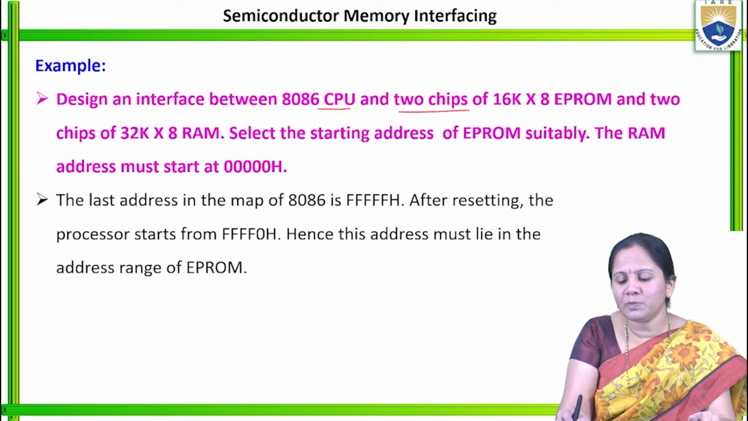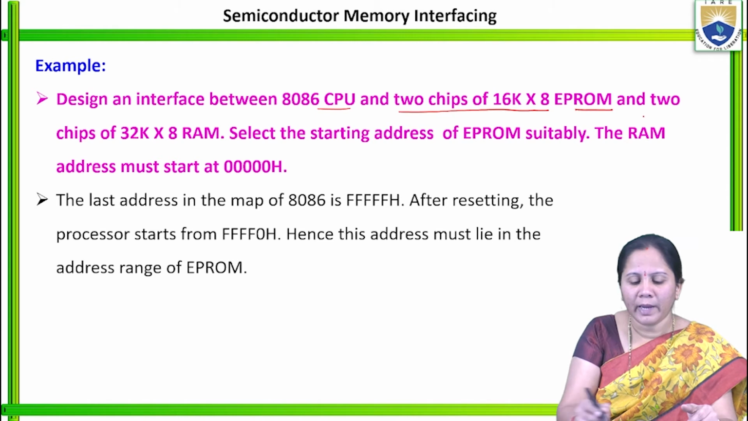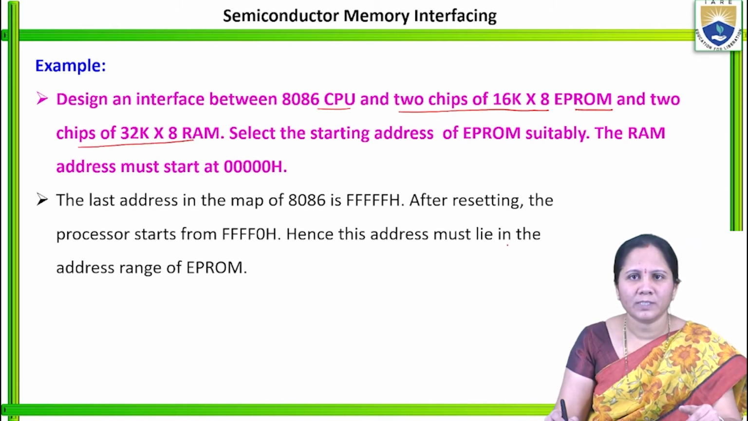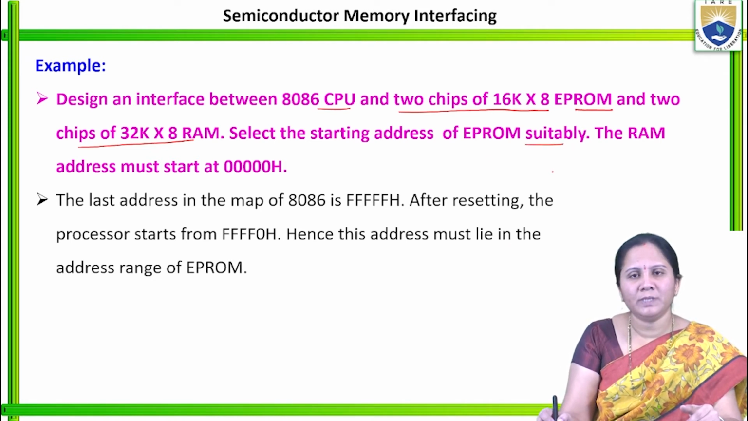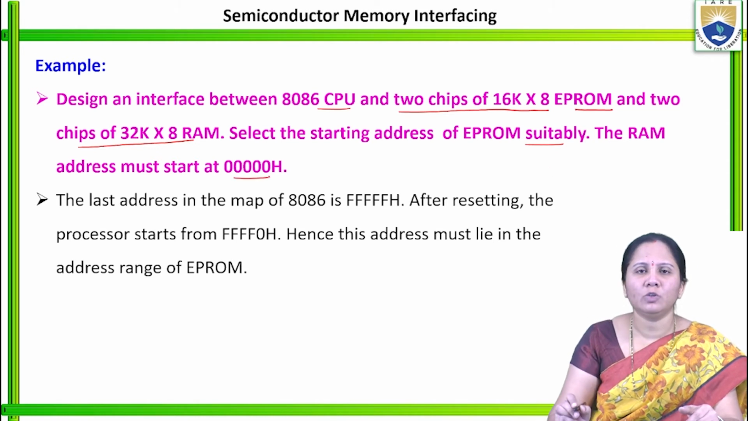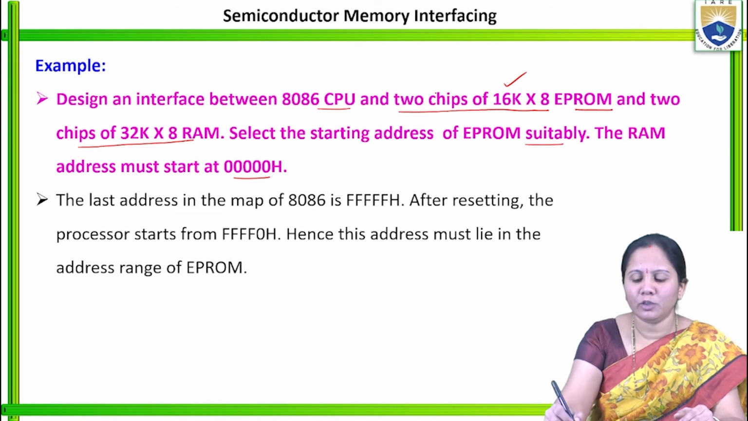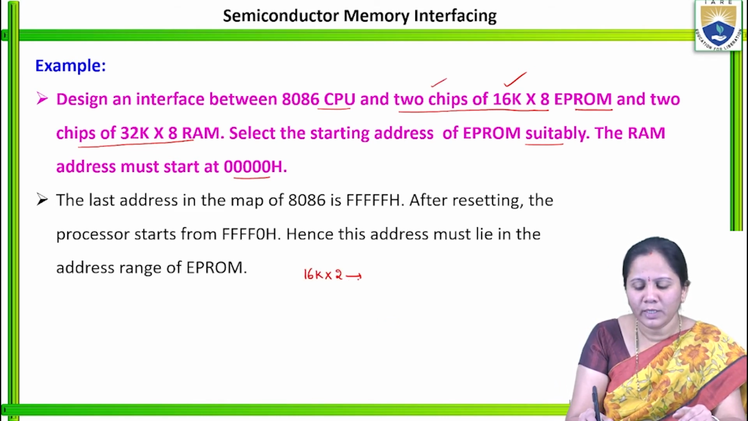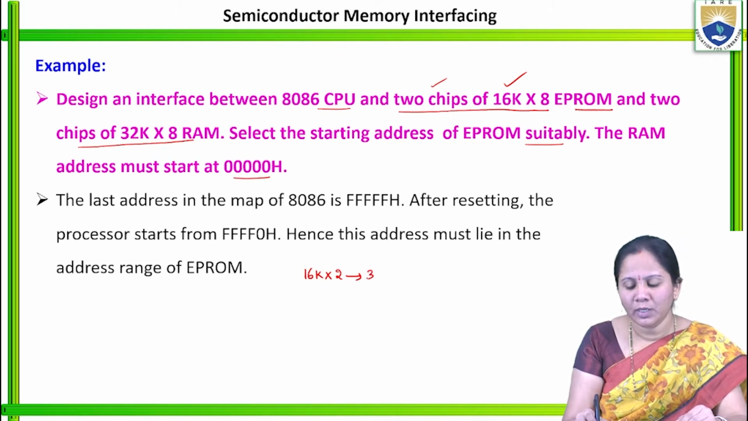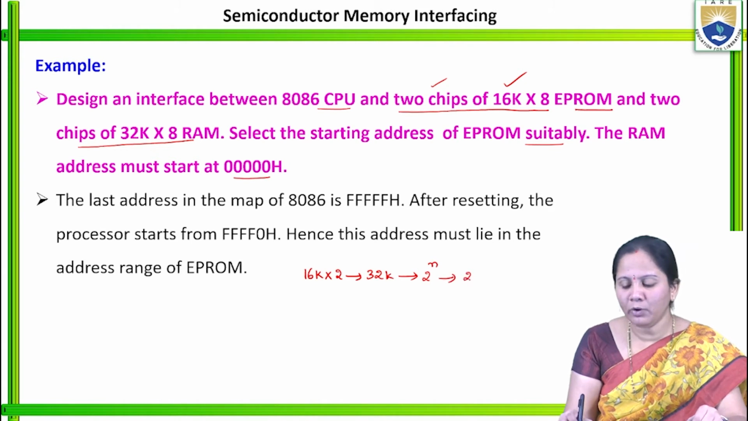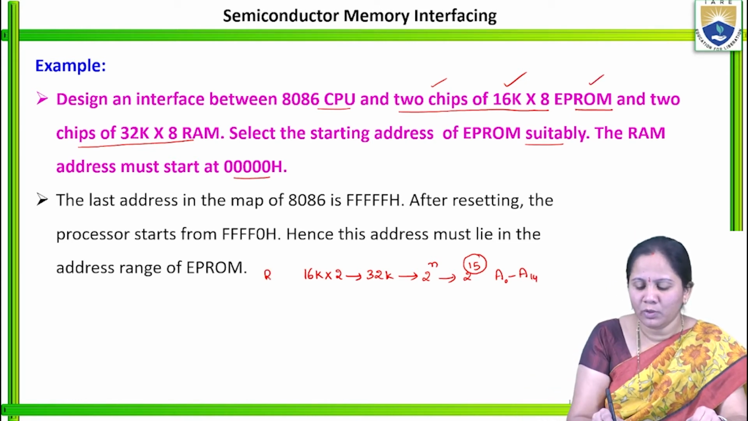Here it is given that two chips of 16K by 8 ROM and two chips of 32K by 8 RAM should be used. The starting address of the EPROM should be selected suitably, whereas the RAM address should start from 000H. Following all these conditions, first we see 16K by 8, 2 chips. So 16K into 2 is 32K. We have to write the value 32K in terms of 2 power. The value of 32K is 2 power 15, where 15 represents the number of address lines. So 15 is the number of address lines we have to use, that is from A0 to A14. This is in case of ROM.